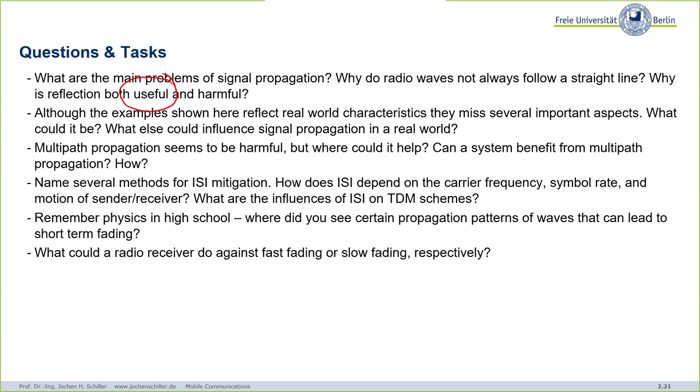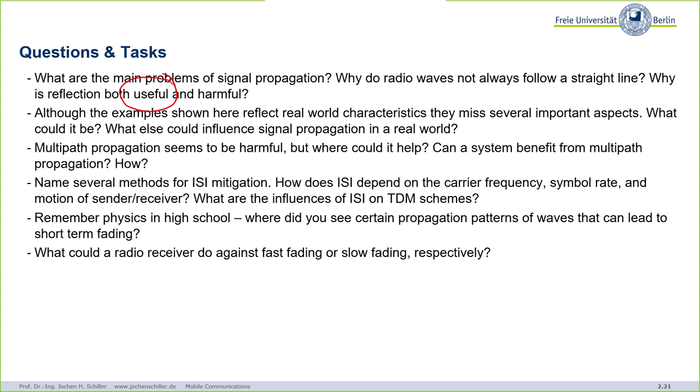But the waves with the lower frequencies we use for our smartphones, for example, or wireless LANs, they are also reflected at other surfaces, or there's diffraction, and all the other effects. So exactly, we do not always have a line of sight. Line of sight is rather seldom, I'd say. That's the ideal case. So line of sight is nice, but usually we need reflection.